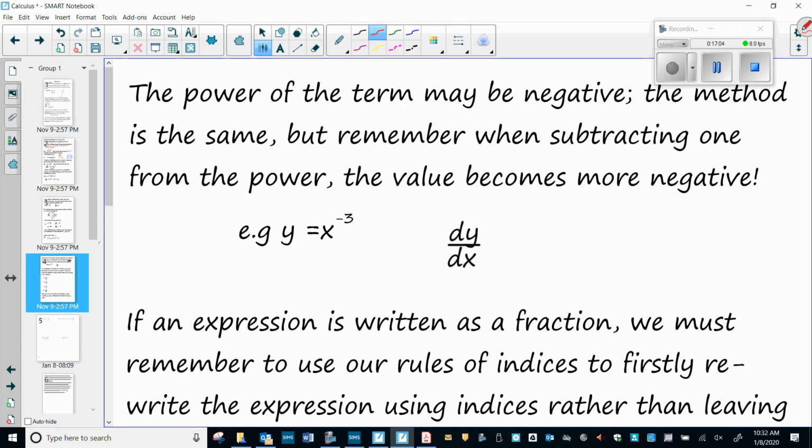So y is equal to x to the -3 would have derivative -3x to the -4. Again, not stressful, the same rule. Nothing has changed whether it's negative or positive.